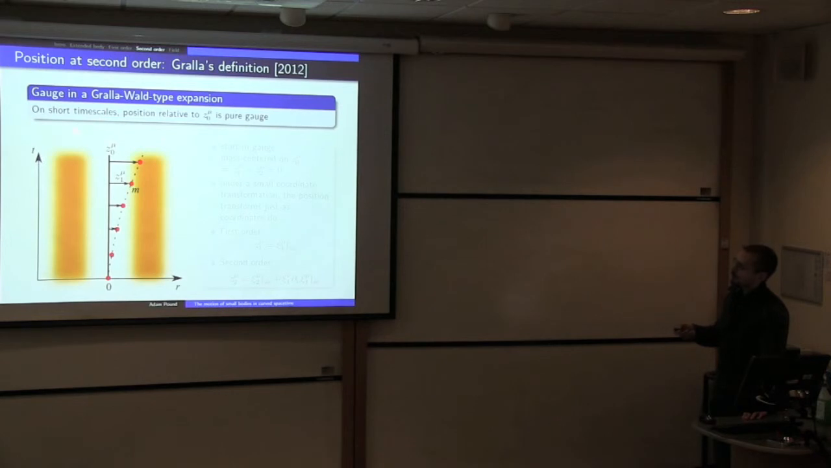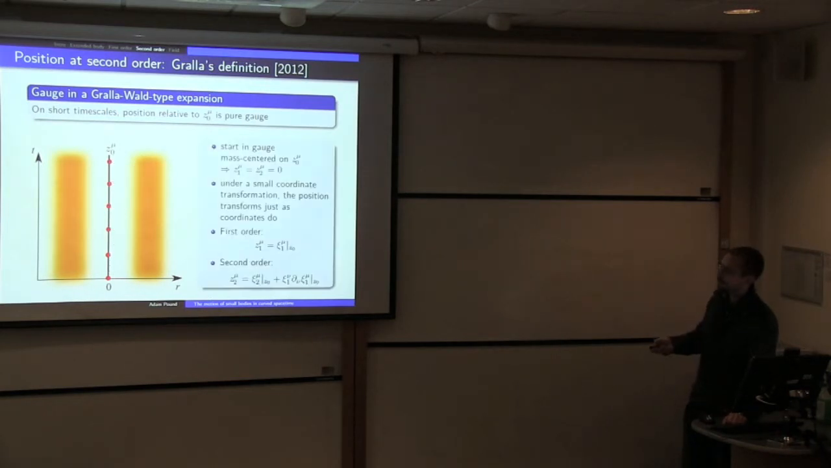So on the short timescales the Gralla-Wald expansion makes sense. The position relative to your 0th order geodesic is pure gauge. So imagine in some gauge your object is deviating away from this world line. You can just perform a gauge transformation that moves it back onto the world line, and then you've got the object right on your world line.